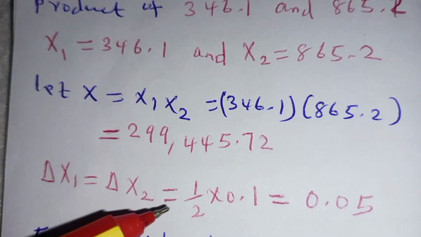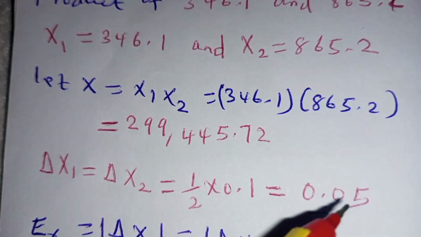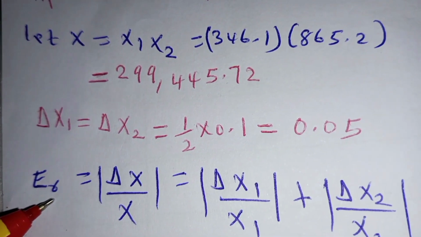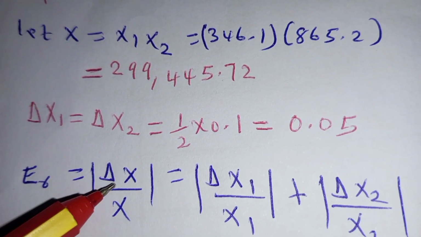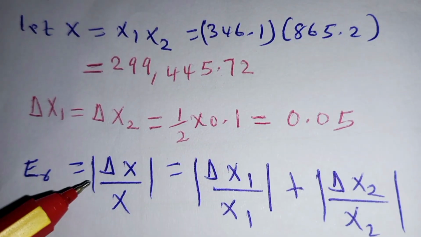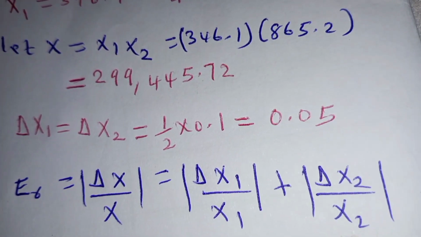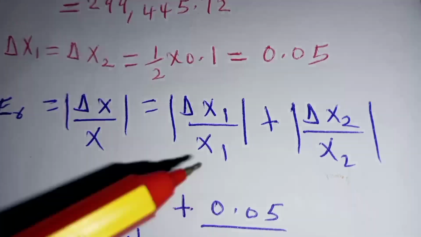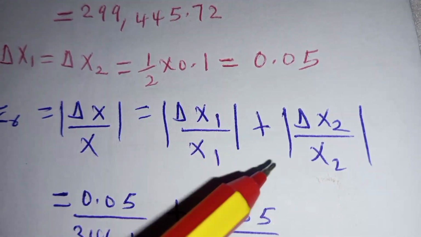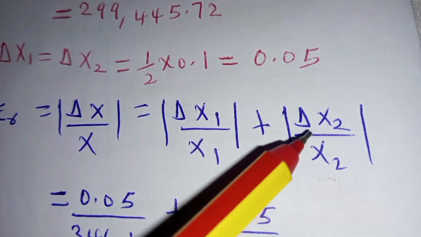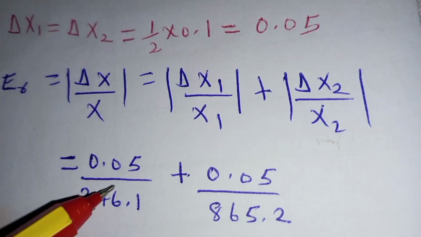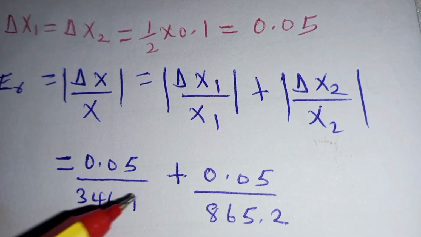Now, the error in x1 and the error in x2 is the same because all of them are equal to one decimal place. So it is half of 0.1, and the result is 0.05. So relative error is given by error in x divided by x. You take the absolute value, which is equal to the following. Absolute value of error in x1 divided by x1 plus absolute value of error in x2 divided by x2.